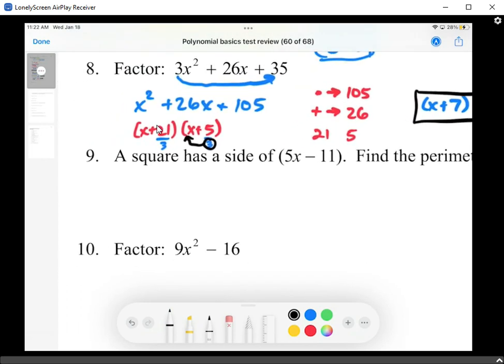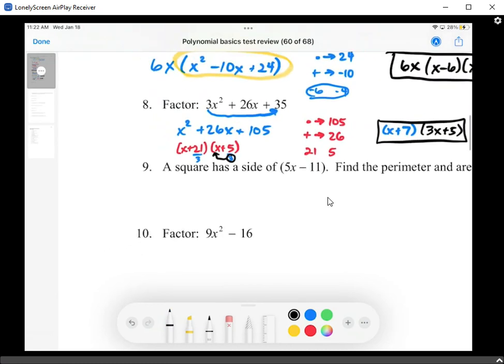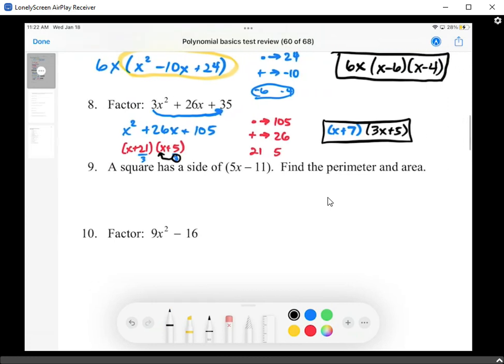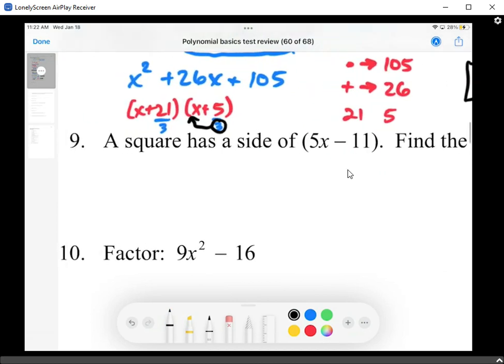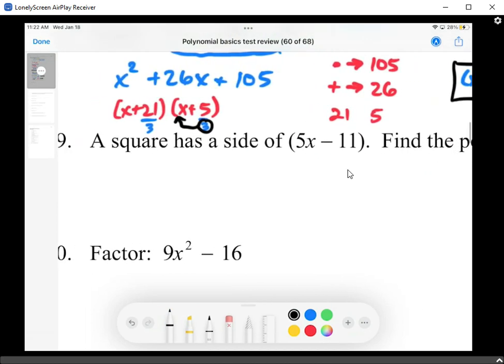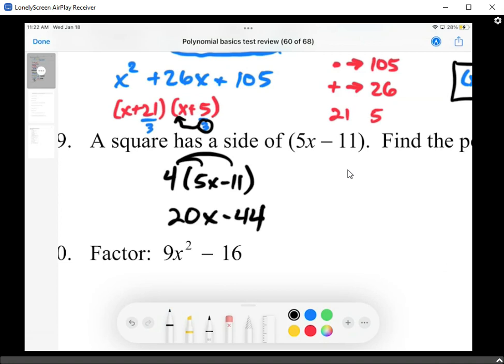Number 9, a square has a side that is length 5x minus 11. The thing you need to remember about a square, throwing it back to geometry for a second, is that a square has 4 sides. All of them are the same length, right? So if you're talking about the side length of 5x minus 11, all 4 sides are the same 5x minus 11. So if you're looking for the perimeter, all you got to do is multiply 4 times that side length. 4 times 5x minus 11. Okay, we do a little quick distribution. Turn that into 20x minus 44.